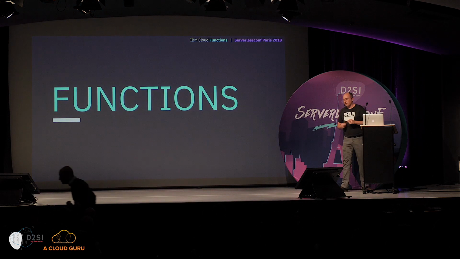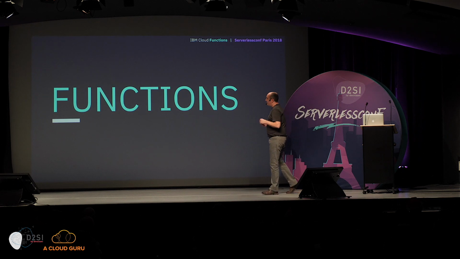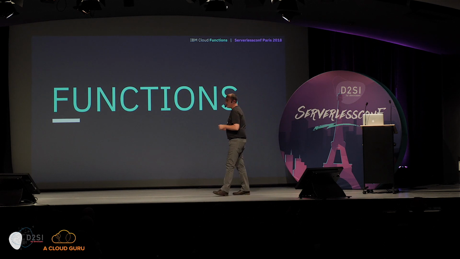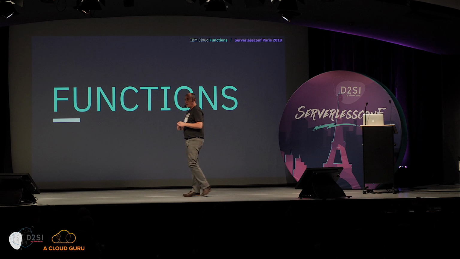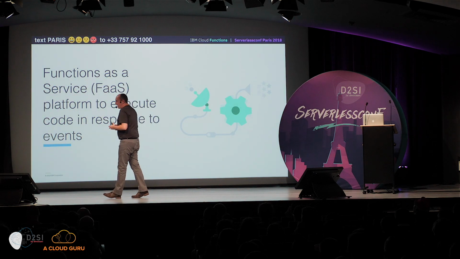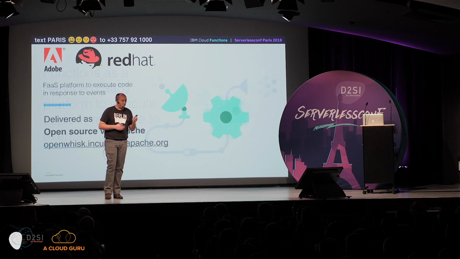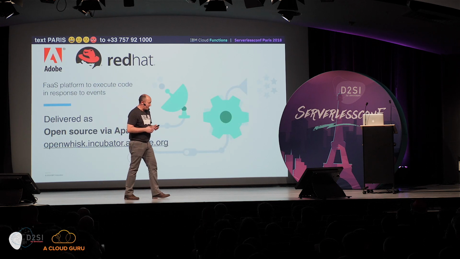So obviously, all this is built on top of a serverless platform, which is called IBM Cloud Functions. So some of you may have heard about this before with another name, OpenWhisk. And it's actually our IBM Function as a Service platform to respond to events with code.